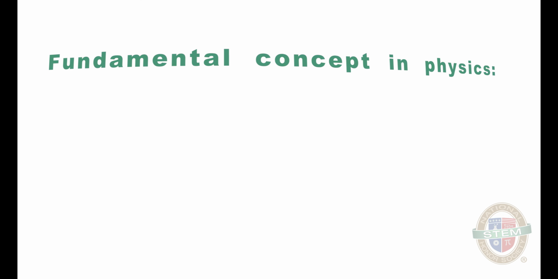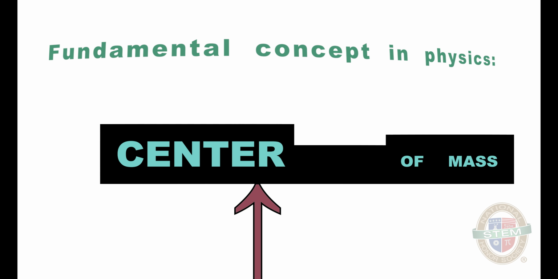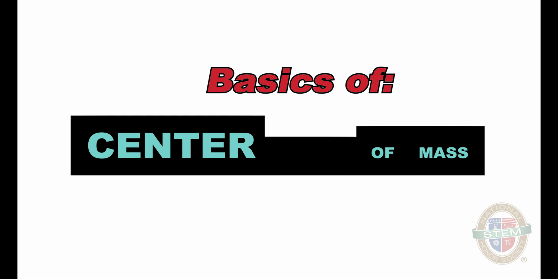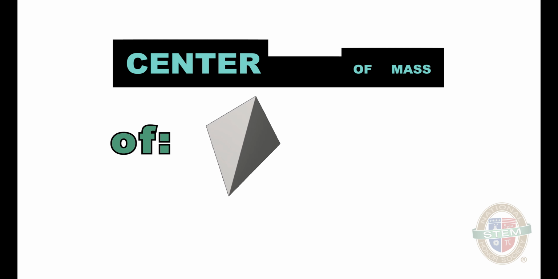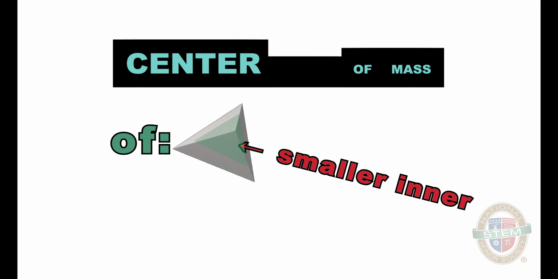This all relies on a fundamental concept in physics, the center of mass. So, before we get any further into this story, let's review the basics of that. The center of mass of the monostable tetrahedron had to be in a very specific part of the structure, a part which itself would be a small inner tetrahedron.